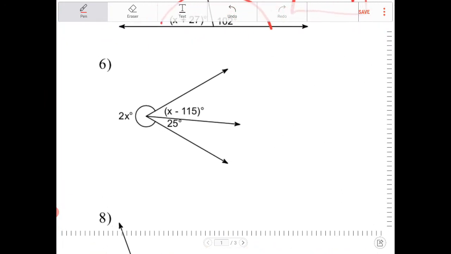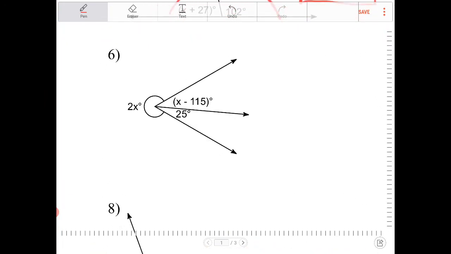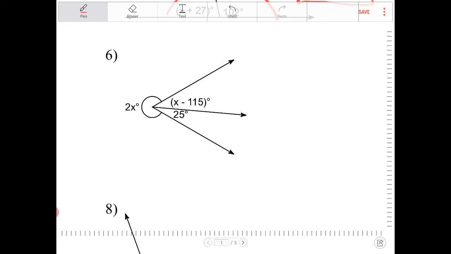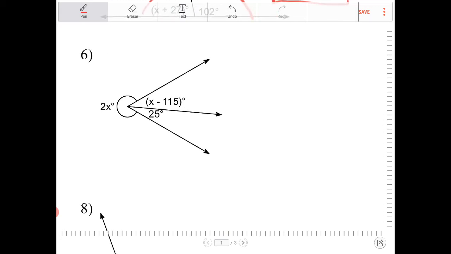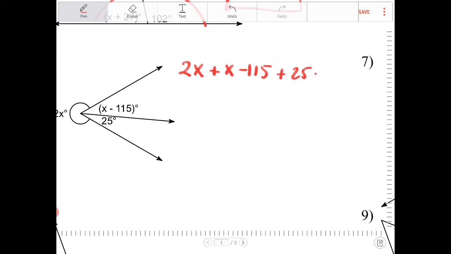Let's take a look at this one right here. All right, so I have 3 different angles, but if you look, all 3 of these angles must add up to 360. These are examples of explementary angles. So if I take this, I say 2x plus x minus 115 plus 25. They all have to equal, you guessed it, 360.